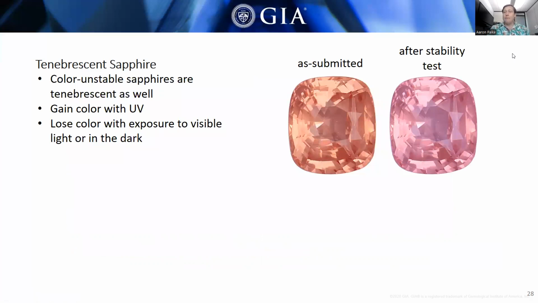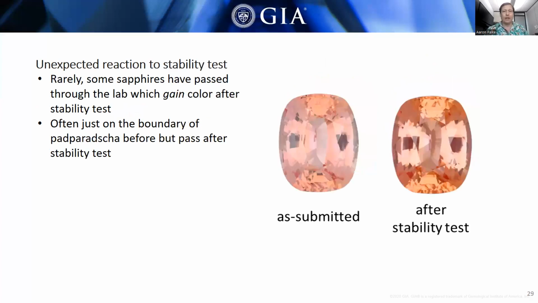So again, I'm making the case that these unstable coloration sapphires are tenebrescent sapphires, and that's because they gain color when we expose them to UV light, and they lose color with exposure to visible light or when left in the dark. And so this is another example here of one of the stones submitted to the lab in padparadscha color, and then after the stability test, it faded back to pink.